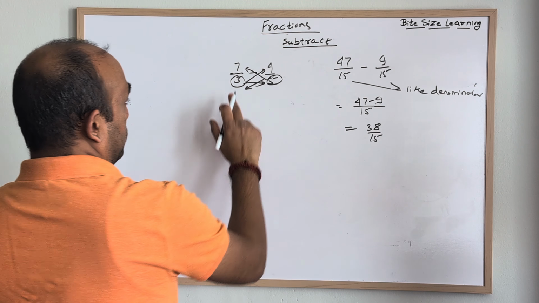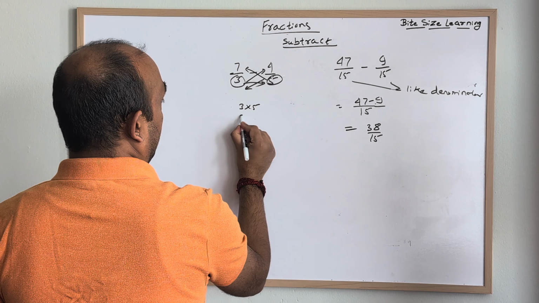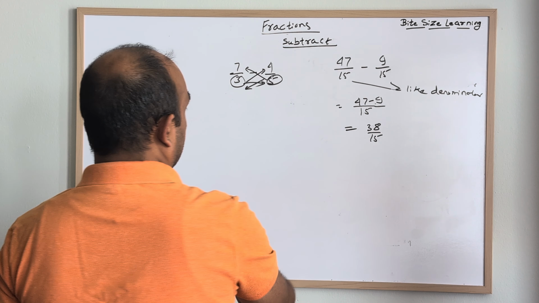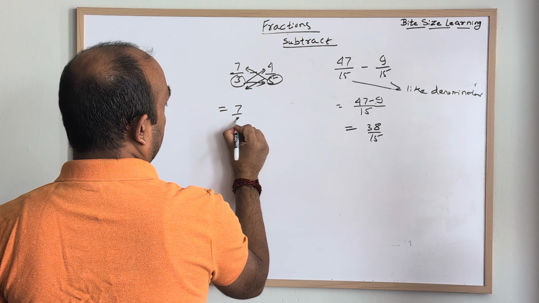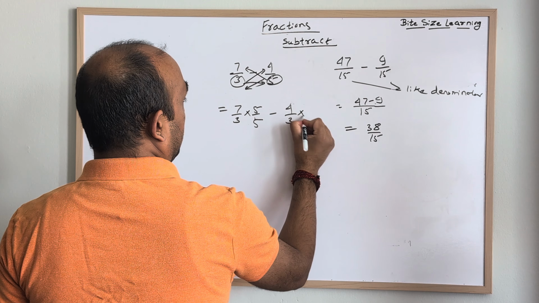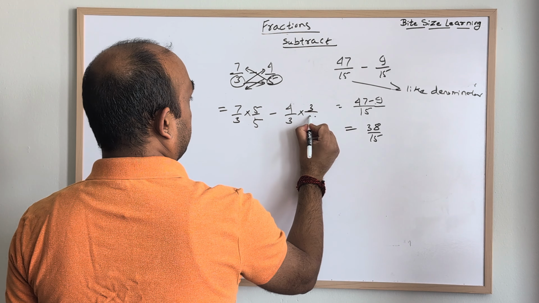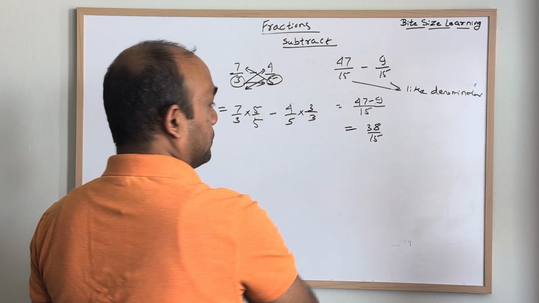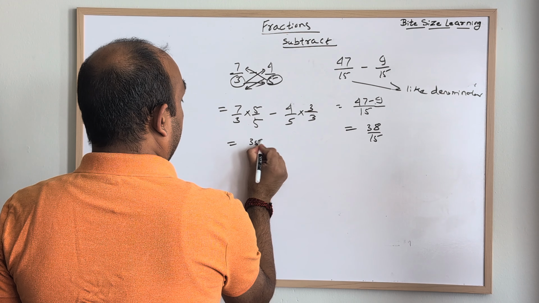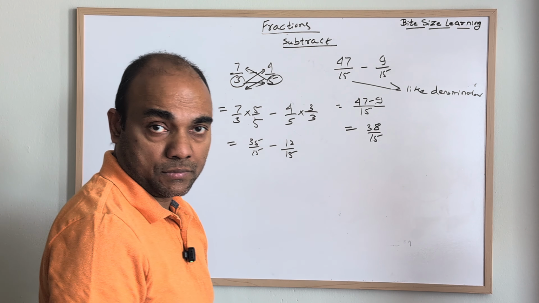Why do you do that? Here when you do that, you are actually doing 3 times 5 or 5 times 3 to make the denominator equal. So this is the process of doing that. So what it actually does is 7 times 5 upon 3 times 5 minus 4 times 3 upon 5 times 3. All right. Now the answer you will get is 35 by 15 minus 12 by 15, right?